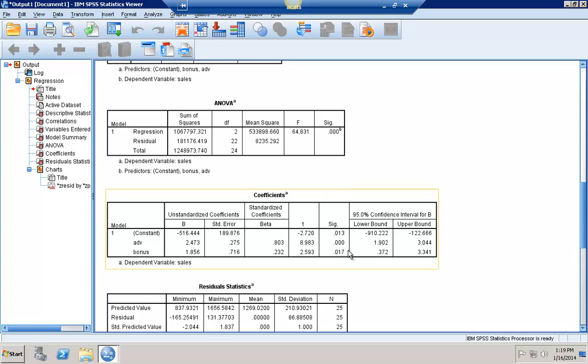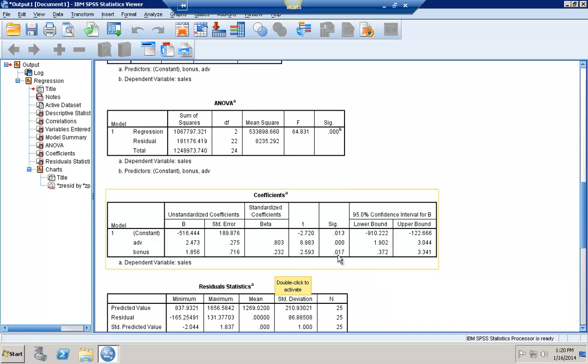But I can look at the significances, the p-values of the other two, and I can test the hypothesis that each of these independent variables individually does not have a statistically significant impact on sales. So H0: beta advertising equals 0. And in order to test that, I'll look at the significance here of advertising, and that p-value is 0.000. So I can reject H0. So I'm 95% confident that advertising does have a statistically significant impact on sales.